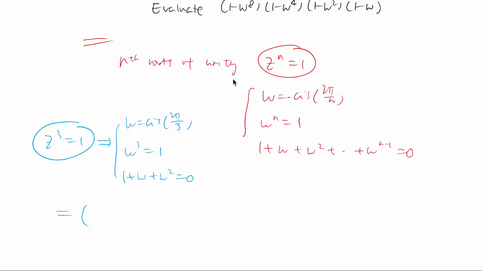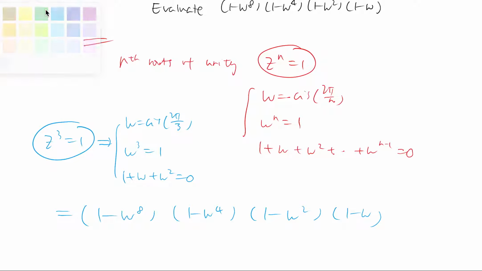And then let's have a look at evaluating (1 minus w to the power of 8)(1 minus w to the power of 4)(1 minus w squared)(1 minus w). Always reduce the power whenever it's bigger than 3. So w to the power of 3 equals 1. Then w to the power of 4 just equals w. w to the power of 8 is w cubed times w squared, so it becomes w squared. These two just become 1, so it just becomes 1 minus w squared.